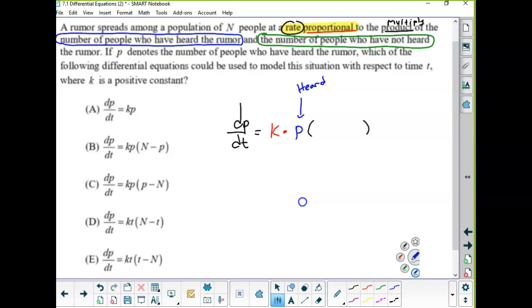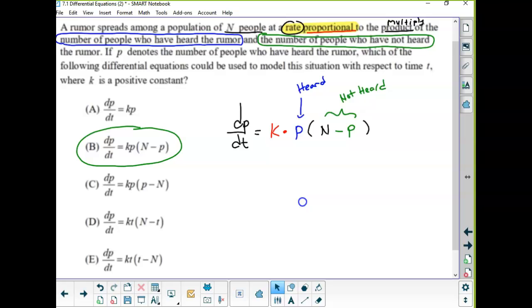if P is the number of people who heard the rumor, N is the total number of people overall. If I take the total amount of people and subtract who have heard it, then this will be the people who have not heard the rumor. And that's all this is. You can look and see it was the option D that we had said. So that's just one small example. It could be a really quick point for you. And the big reason why I showed you this problem, that term, the rate proportional, will be the multiply.